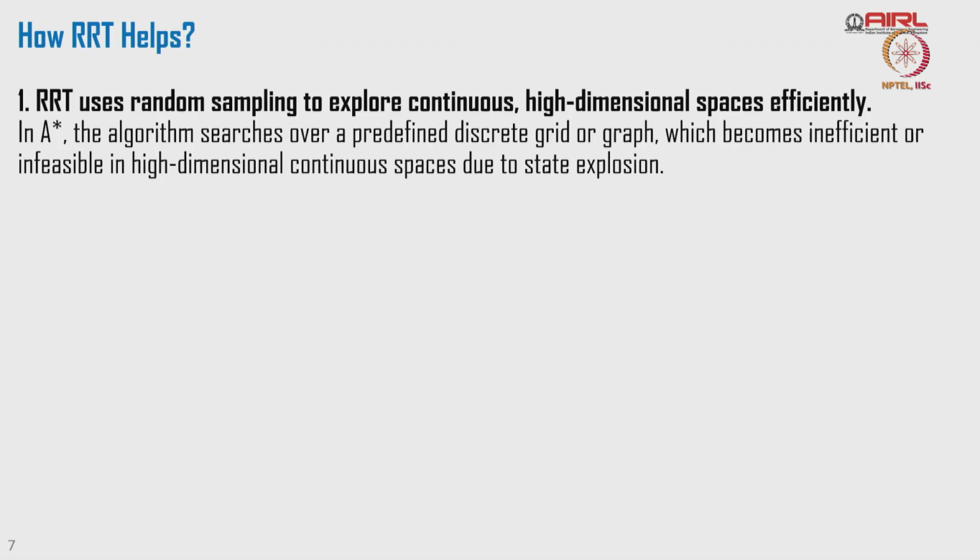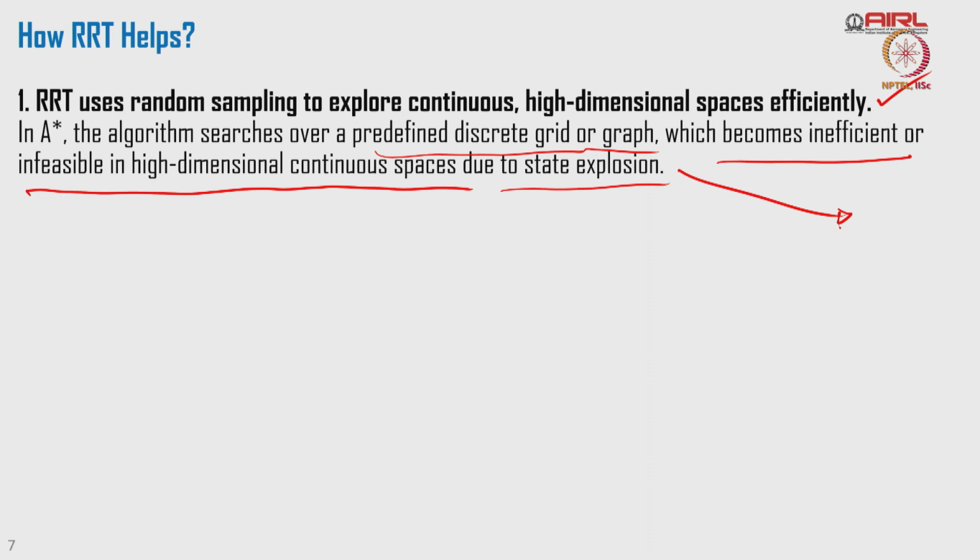If we want to contrast RRT directly with A-star, then we see that RRT uses random sampling, as we have told already. What is A-star doing? The A-star algorithm searches over a predefined discrete grid or graph, and becomes inefficient or infeasible in high dimensional spaces due to state explosion or memory explosion. So, the requirement of memory will be very high.